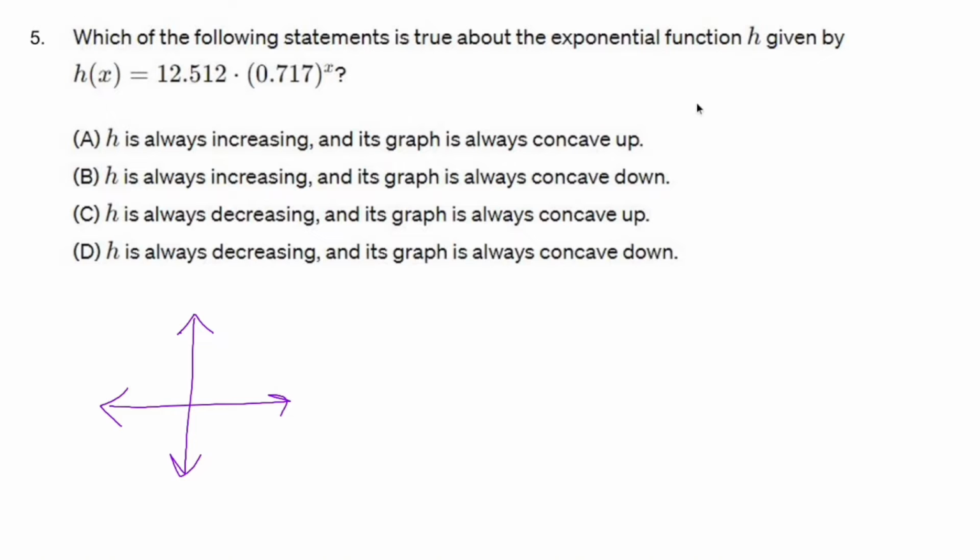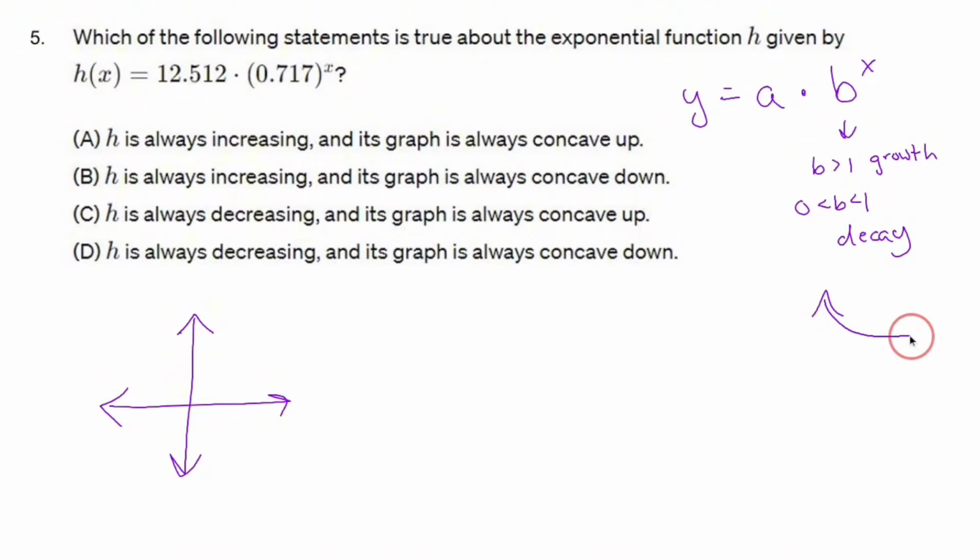Now, this is in the form y equals a times b to the x. If b is greater than 1, you have exponential growth. And that's what we have. No, it's not what we have. We have a case where b is in between 0 and 1. That is a case of decay. Normal decay is graphed like this. Your numbers get smaller and then it levels out at the x-axis.